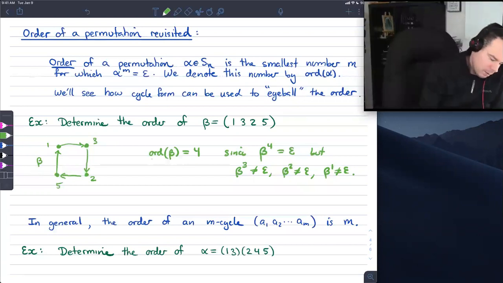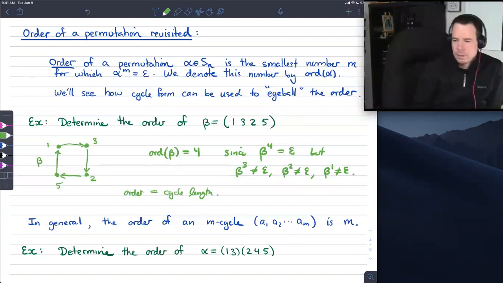And the thing to note here is that the order is equal to the cycle length. That's a nice observation: we can immediately see what the order is just by counting how long the cycle is. And that's the general statement down there. In general, the order of an M-cycle is M.